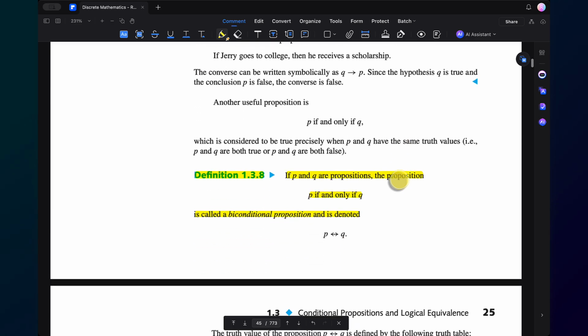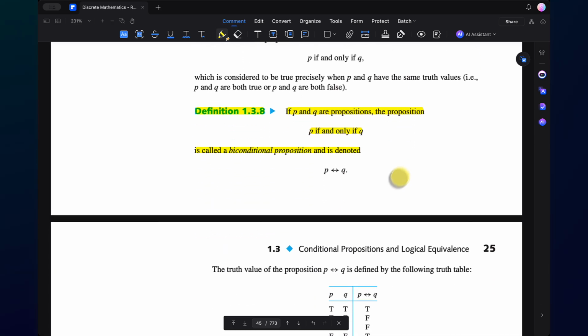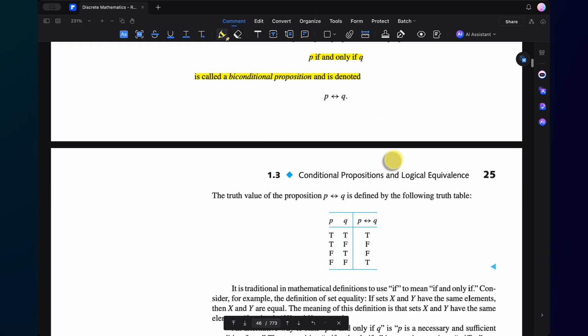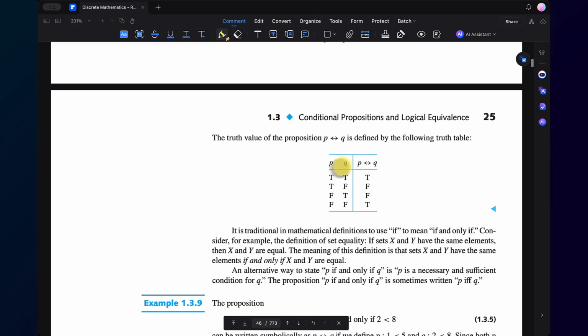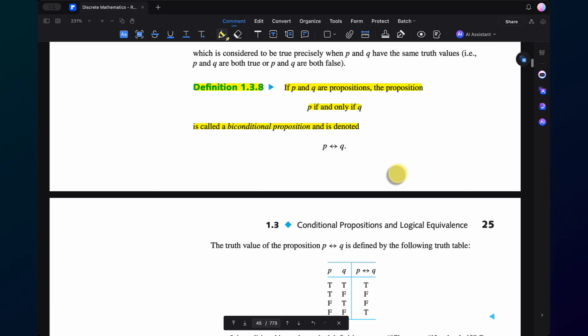Okay, let's take a look at this. Here we go. Definition. If P and Q are propositions, the proposition P if and only if Q is called a biconditional proposition and is denoted by P, then you have these double arrows, Q. So this is how that is defined. If they're both true, then that's true. If one's true and the other is false, it's false. If they're both false, it's true. So they're called logically equivalent, right? A biconditional proposition is denoted by this.